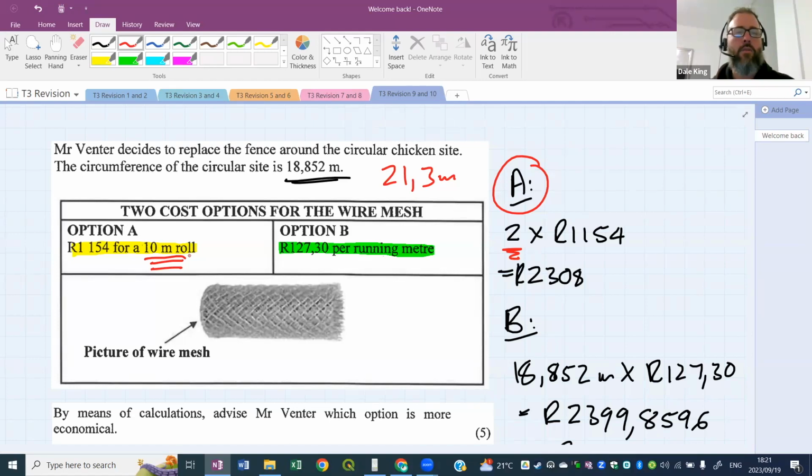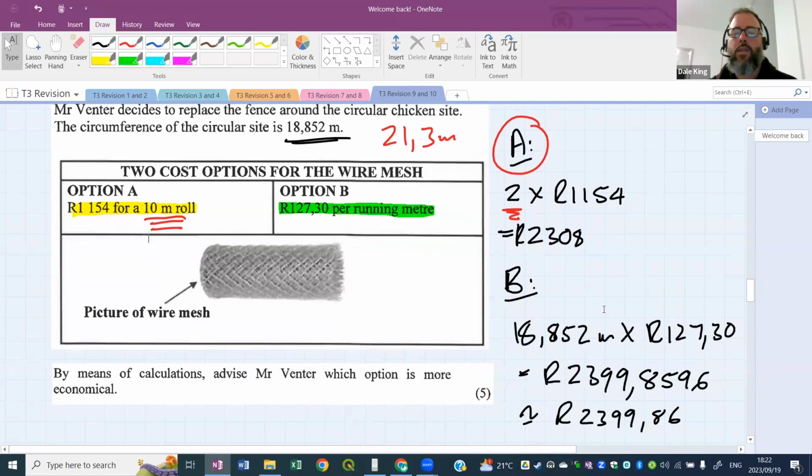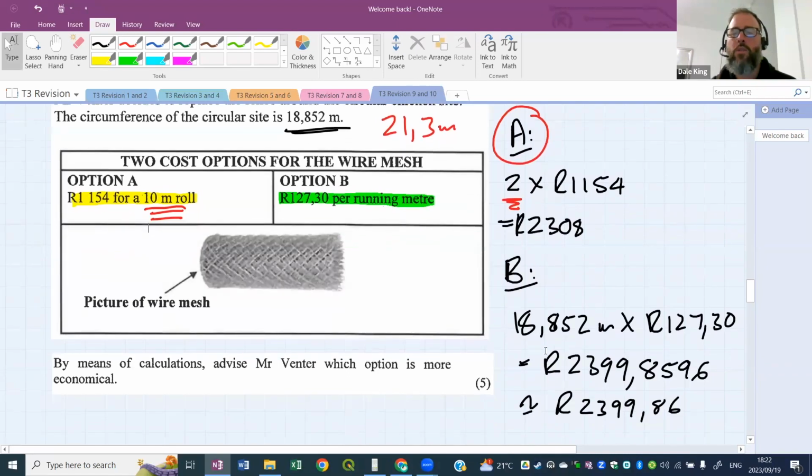You have to buy the whole length. All right, so it's the same thing here. It's a 10-meter roll. You have to buy it in 10-meter rolls. So he's going to need 2 to cover his 18 meters. 2 10 meters is 20, so 2 will be enough. 1 is not enough. 3 is way too much. 2 is just right. So that's why we multiplied 1,154 by 2, and they gave us a price of 2308. The other one was easy. It's just per meter, so we just multiplied our meters by the per meter price. They gave us 2399.86, which is a little bit more expensive.